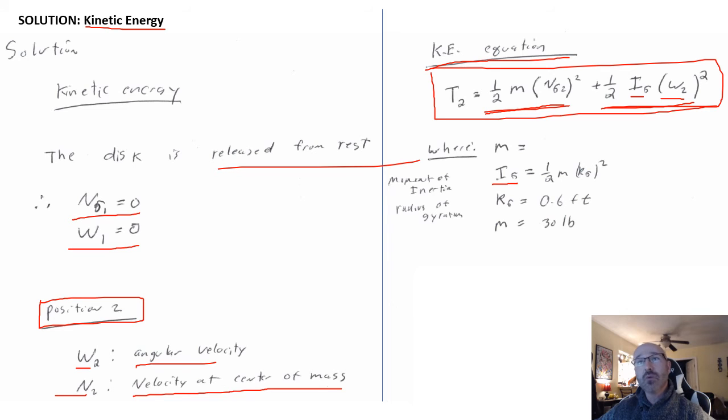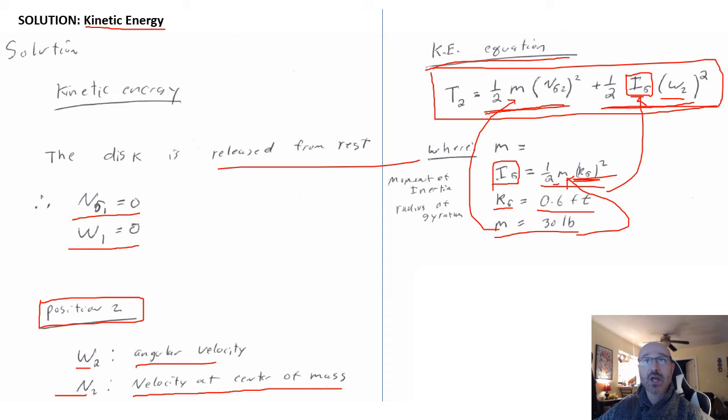Now, what we want to continue with is, what is our relationship for I sub g for our disk based upon our k sub g, or our radius of gyration? Recall this governing equation here, that our I sub g is equal to 1/2 m times our k sub g squared, where we're given our k sub g, our radius of gyration, as 0.6 feet, and we're given our mass as 30 pounds. So those are things that we can now plug in for our I sub g. We can take this relationship, plug it in right there for our I sub g, and for our mass, we can plug our mass in right here, and also right here. Again, this is our kinetic energy equation for position 2, because we don't have a kinetic energy at position 1, because our initial velocity is 0, because it starts from rest.